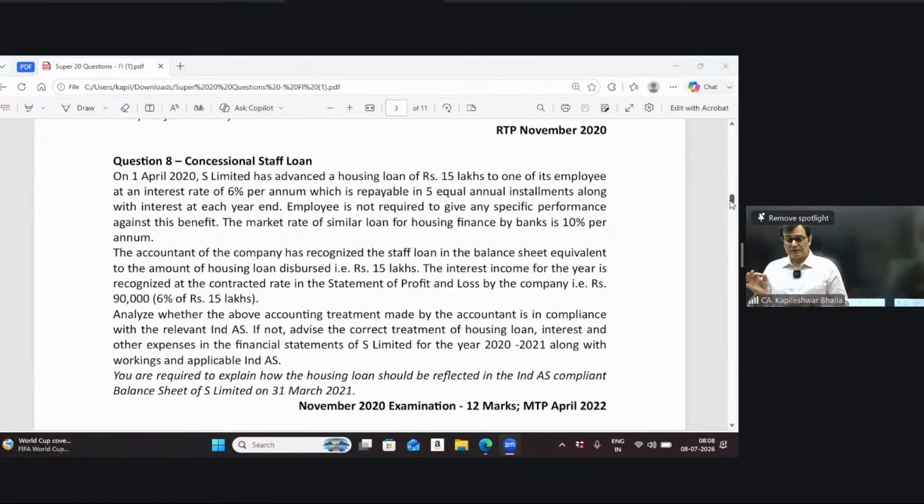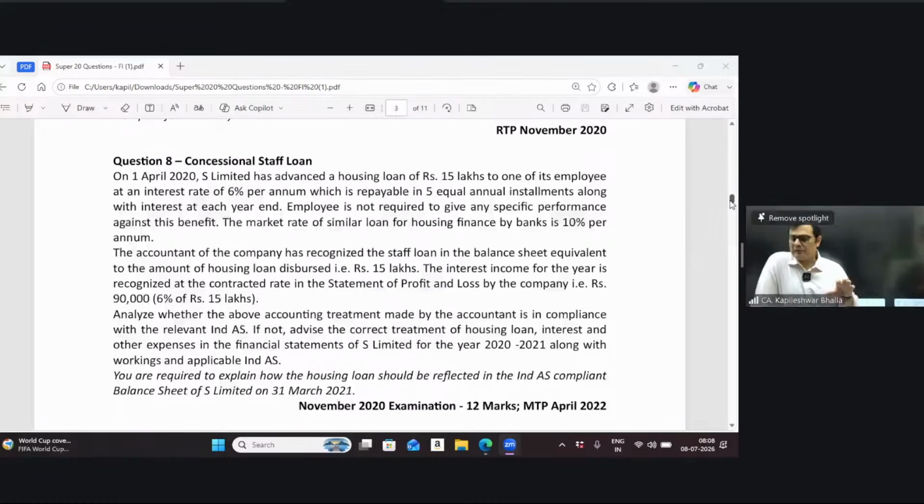The accountant of the company recognized the staff loan in the balance sheet equal to the loan, which is 15 lakh. The interest income which he took in the P&L is at the rate of 6%. So the accountant did everything incorrect. He recorded the loan at the transaction value, and he captured the interest at the contracted rate itself. That's all incorrect accounting. It says analyze the above accounting treatment made by the accountant.